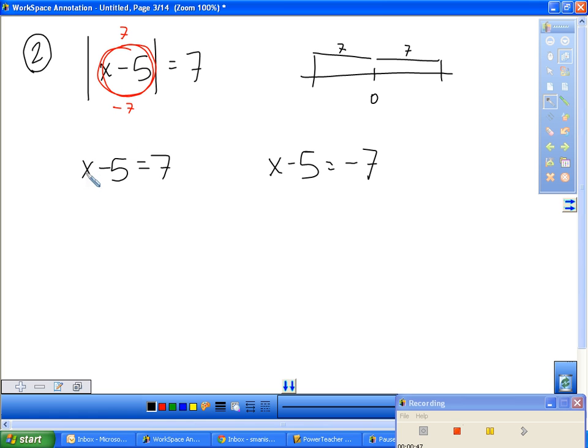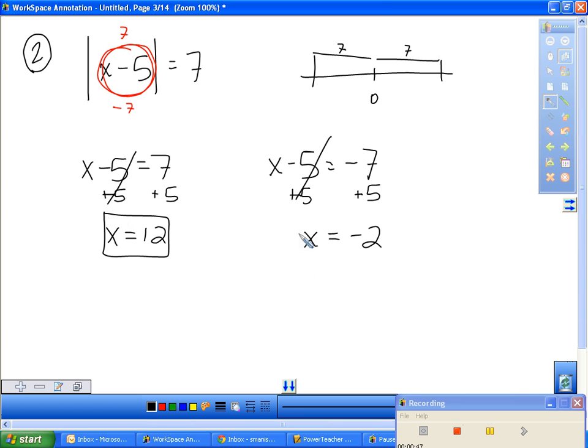So now I just solve to find my x. I add 5 to both sides, add 5 to both sides, and I get x equals 12. Or, for my second setup, I add 5 to both sides, and I get x equals -2. So here I have my 2 solutions, or I can write it as my solution set as 12 and -2. Okay. But what does this mean?